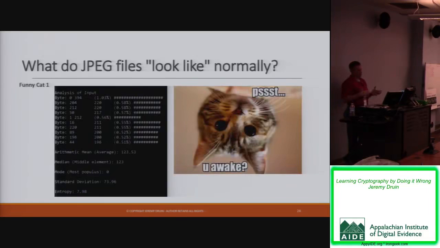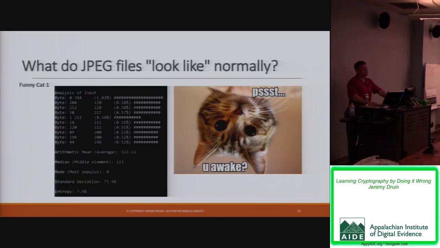So we look at FunnyCat1, and what we end up figuring out is that there's this mode, byte 0, that seems to show up a lot more than any of the others. In fact, twice as much as any other byte. And we also see that the arithmetic mean is 123 and the median is 123. Those are not too far off of the standard value.